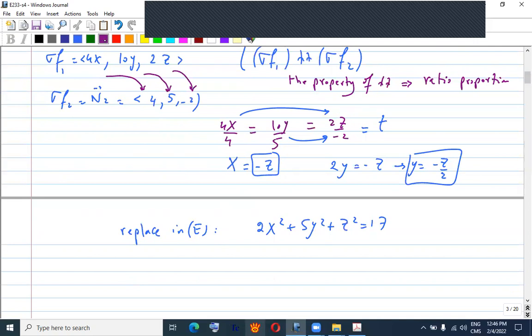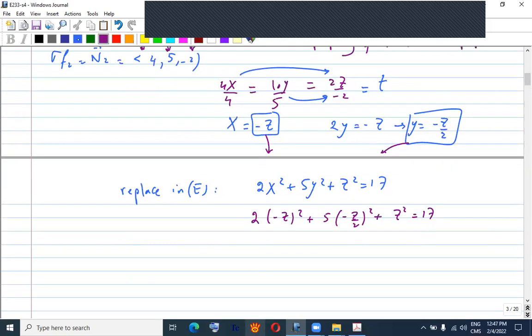Okay, so you get this equation all in Z. X is this, Y is that. So we have 5y squared. Continue the calculation. How much would be Z squared? Minus 2. So this is a third, this is 5 over 4. This is Z squared.